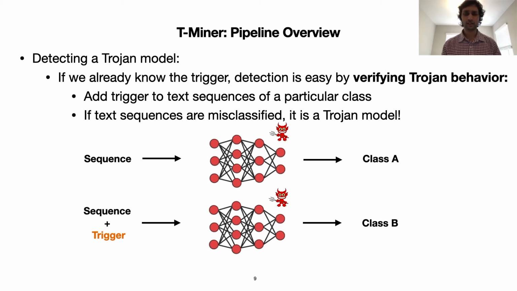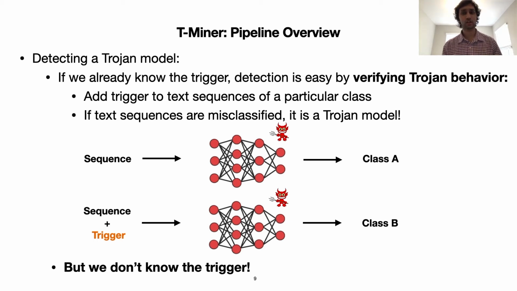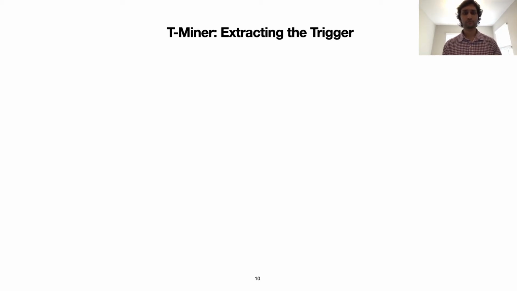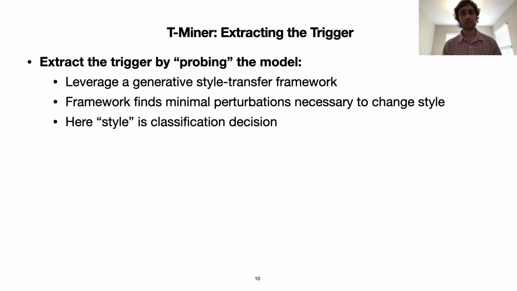The problem here is that we don't know the trigger phrase a priori. And this leads to the question, can we somehow automatically extract the trigger phrase from the model? The answer is yes. At a high level, T-Miner extracts the trigger phrase by probing the model. Specifically, T-Miner implements a generative style transfer framework that probes the model through queries.